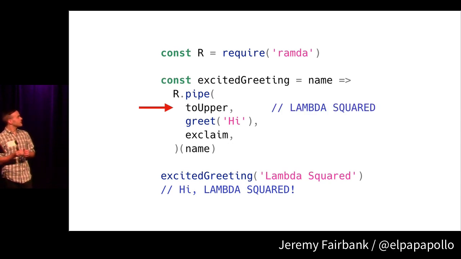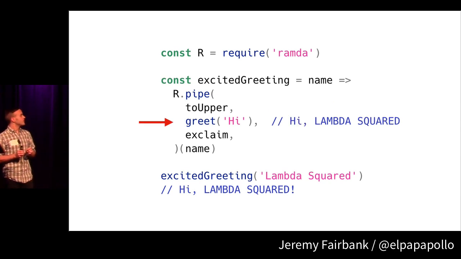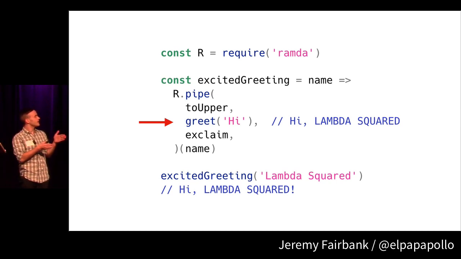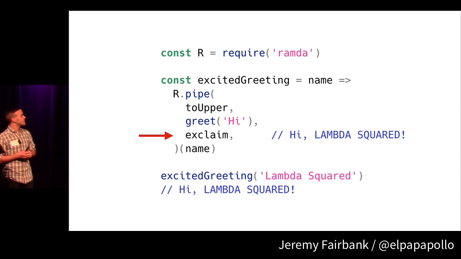And then it's going to just pipe that name argument through each function one at a time. So when it goes through toUpper, we'll get lambda squared in uppercase. Then it'll go into greet. Notice I can write this in a really nice manner because I curried the function, because it's giving me back a function that wants the name argument. So I'll get hi lambda squared. And then finally that gets piped into exclaim to add the exclamation point at the end.